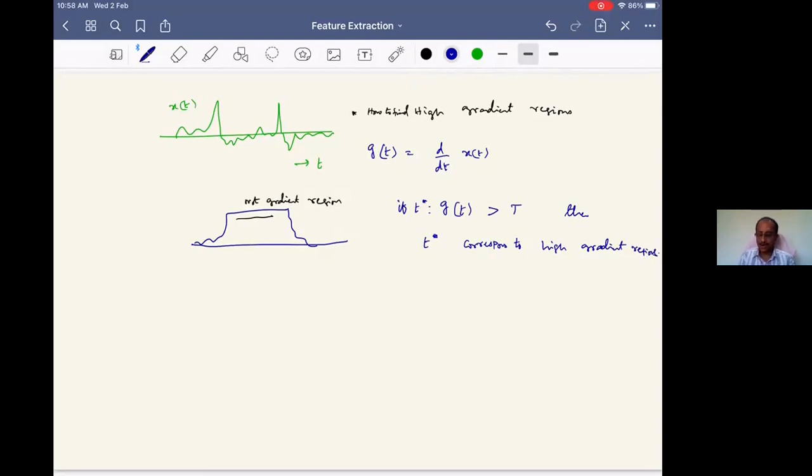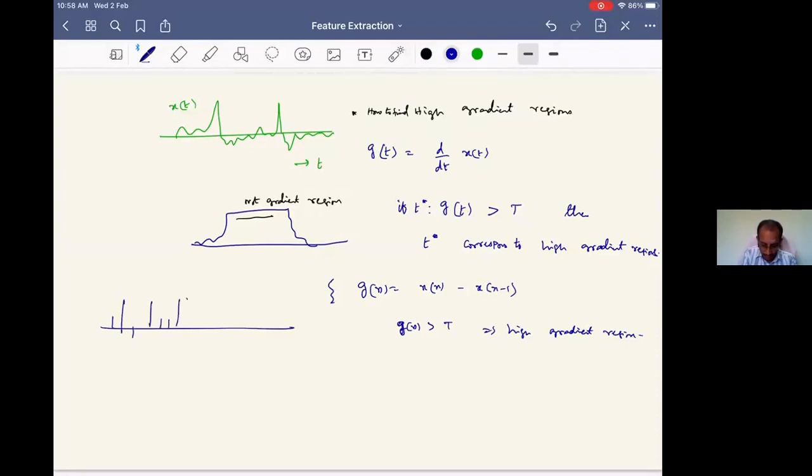Now, in the discrete case, how do you do it? Forward or backward differentiation. Right. Assume that I want to see x of n minus x of n minus 1. And then wherever g of n is greater than a threshold, I say that it is a high gradient region. Now, what is the procedure of finding g of n, which is equal to x of n minus x of n minus 1, effectively on the whole sequence? Assume that I have a sequence now.